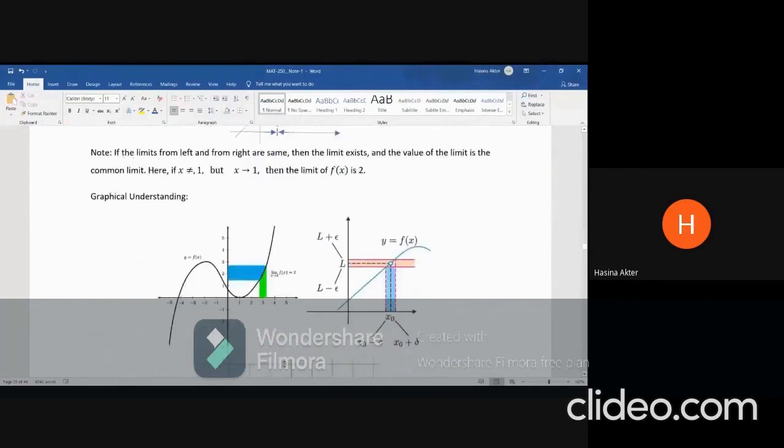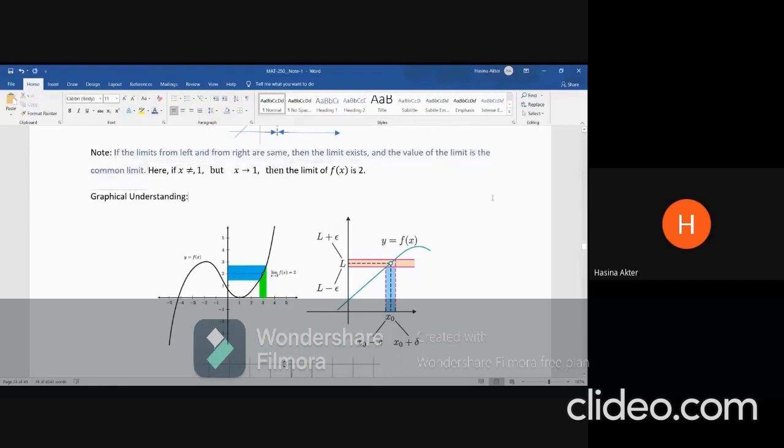Okay, here you go. If the limits from the left and from the right are the same, then the limit exists, and the value of the limit is the common limit. That means the limit doesn't exist if the limits from the left side and the right side are not the same.